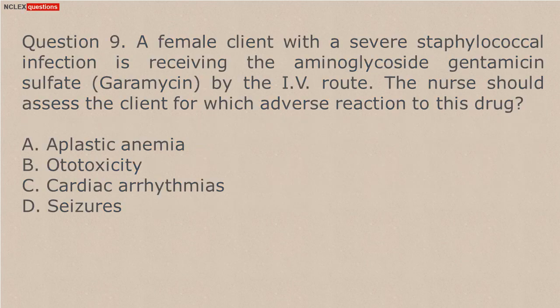Question 9. A female client with a severe staphylococcal infection is receiving the aminoglycoside gentamicin sulfate (Garamycin) by the IV route. The nurse should assess the client for which adverse reaction to this drug? A. Aplastic anemia. B. Ototoxicity. C. Cardiac arrhythmias. D. Seizures.